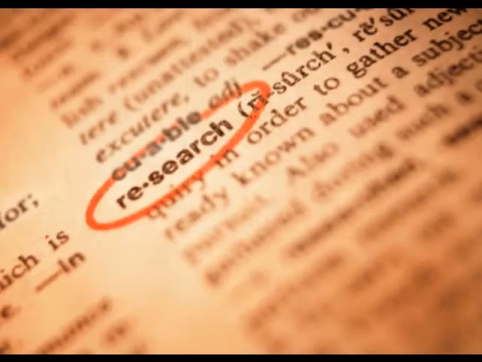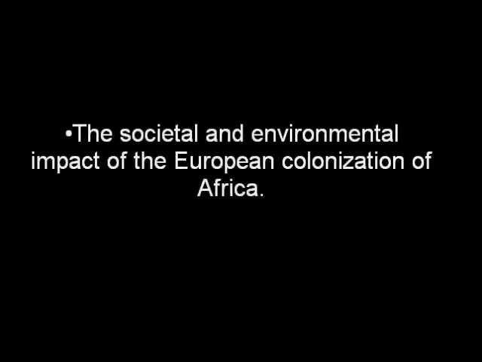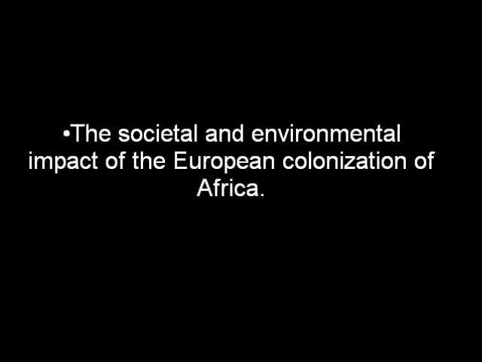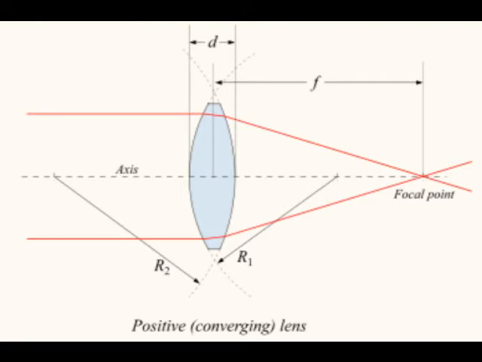The three example lessons that I've described are ultimately designed to help prepare students to write a thematic research paper on a topic of their choosing. The guidelines are as follows. First, pick one of the following topics: portrayals of the apocalypse in popular culture, the African ivory trade in the 19th century and today, or the societal and environmental impact of the European colonization of Africa. Then consider the topic you choose through the lens of Conrad's Heart of Darkness.